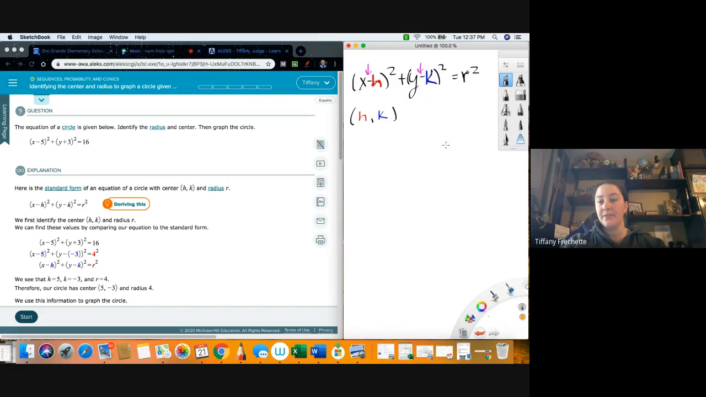All right, so we have the last piece here, which is on the end, which is the r, and that's r squared. Well, r means radius. So if they give us this equation, we have all the pieces that we need in order to complete this problem.